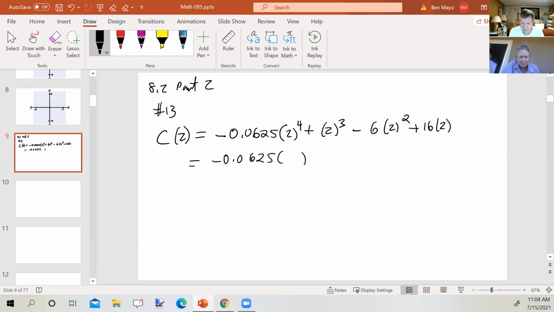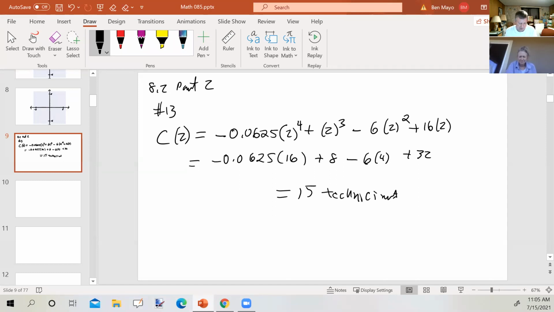I think I copied down the problem wrong. Somehow I wrote down 0.0625 t to the 4th minus 6t to the 2nd. Ah, so you left out that t cubed. That'll do it. Okay, let's see here. I'm going to go to my handy dandy calculator, and I've got negative 0.0625 times 16 plus 8 minus 6 times 4, 24, plus 32, and I get 15. So 15 technicians. So you just left out a term when you copied it down. That'll happen. Anything else while I've got this up?